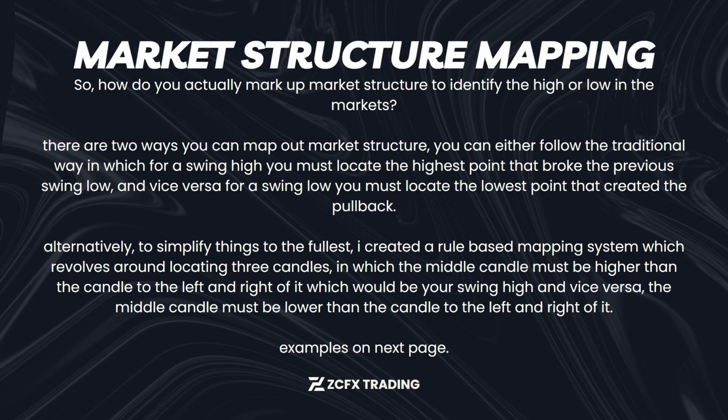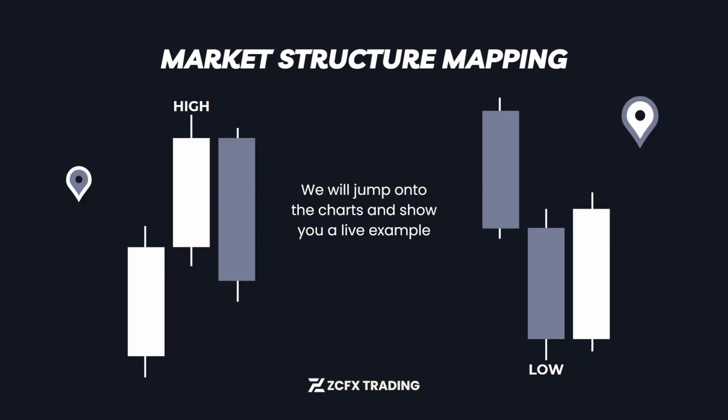Alternatively, to simplify things to the fullest, I created a rule-based mapping system which revolves around locating just 3 candles, in which the middle candle wick must be higher than the candle to the left and right of it, which would be your swing high. Vice versa, the middle candle must be lower than the candle to the left and right of it. So we'll jump into some examples now. As you can see, it's 3 candles, and this middle candle is higher than the candle to the right and higher than the candle to the left. So that would be a swing high.